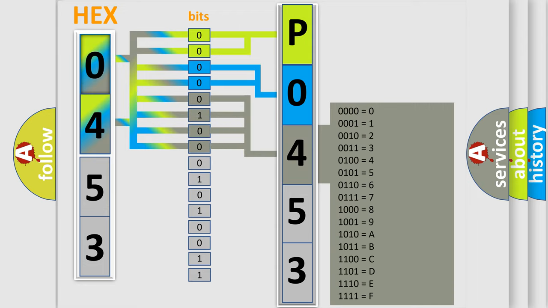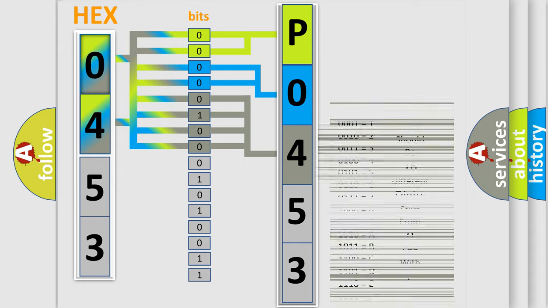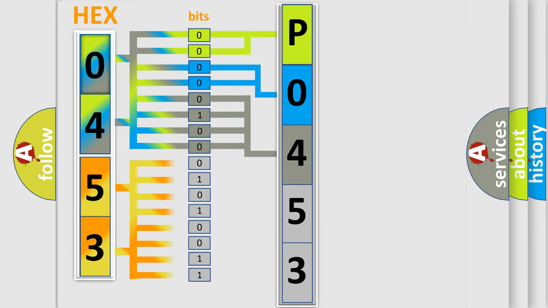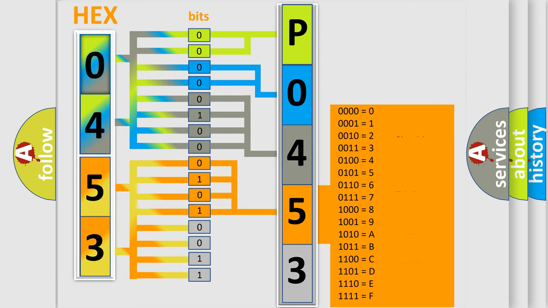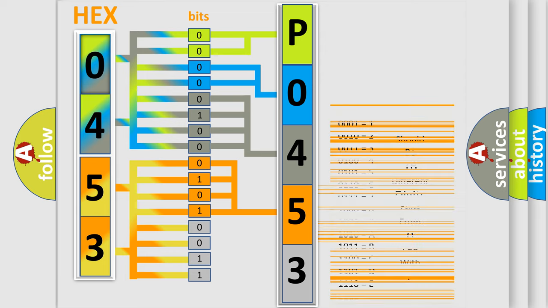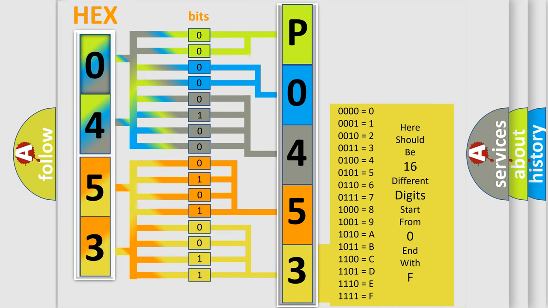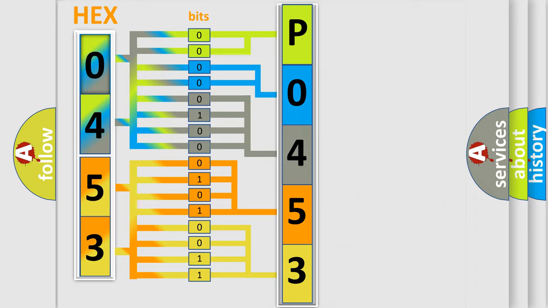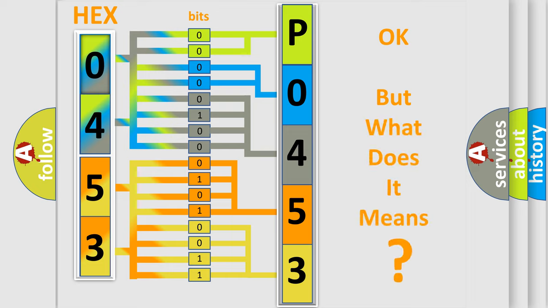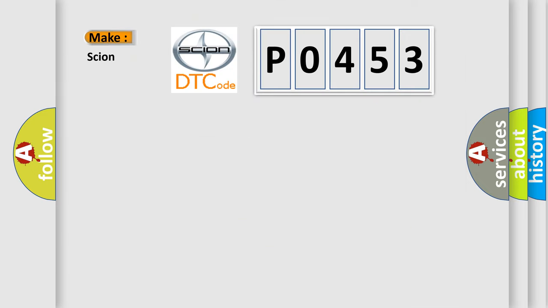The second byte is composed of a combination of 8 bits. The first 4 bits determine the fourth character of the code, and the combination of the last 4 bits defines the fifth character. A single byte conceals 256 possible combinations. We now know in what way the diagnostic tool translates the received information into a more comprehensible format. The number itself does not make sense to us if we cannot assign information to what it actually expresses. So, what does the diagnostic trouble code P0453 interpret specifically for Scion car manufacturers?